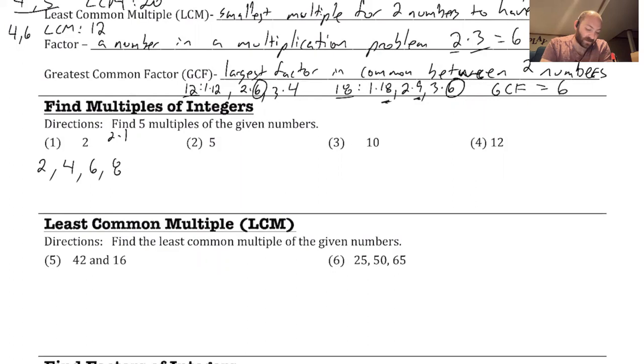2 times 4 is 8. And then 2 times 5 is 10. There's 5 multiples right there. So like I said, that is 2 times 1, 2 times 2, 2 times 3, 2 times 4, and 2 times 5. That's how I get those results. Honestly, I'm just going to do the same thing for the other examples. 5 times 1 is 5, 5 times 2, 5 times 3, 5 times 4, 5 times 5.